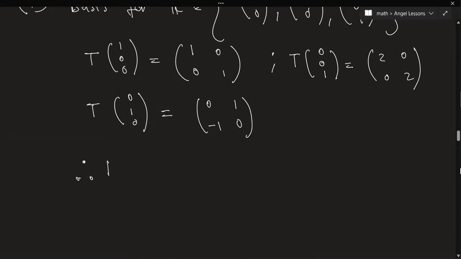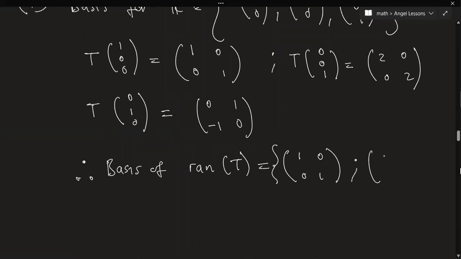So therefore, the basis of range T is equal to what? 1, 0. Wouldn't our range equal that? But then our bases would be the input, the 1, 0, 0 and the 0, 1, 0. I'm writing them in a form that is supposed to separate them. So this is our basis for the range of T. But is this the range? This is not the range.